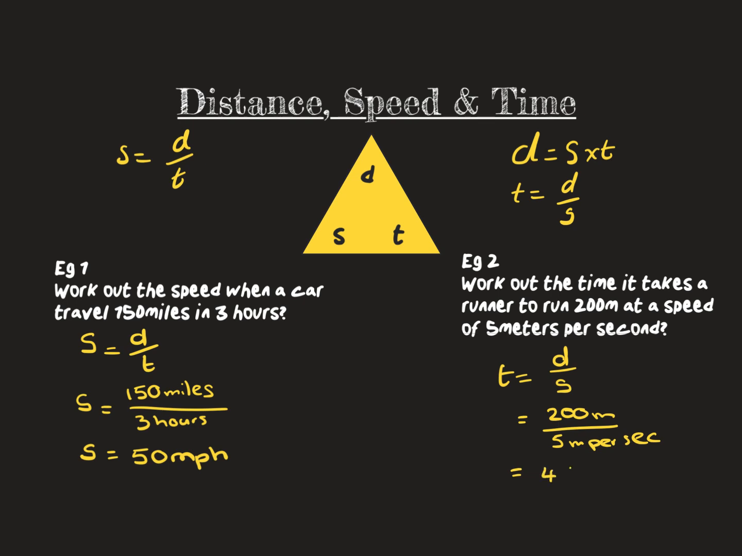That's 40. Now this is a time. And you'll see here in the question that we had 5 metres per second. So this time is in seconds. So it's 40 seconds it would take them to run 200 metres. Sometimes you might need to change that. For example, if that had been 2000 divided by 5 and it was 400 seconds, well then you might need to change that into minutes, because we wouldn't only talk about 400 seconds, we would change that into minutes, a sensible unit.